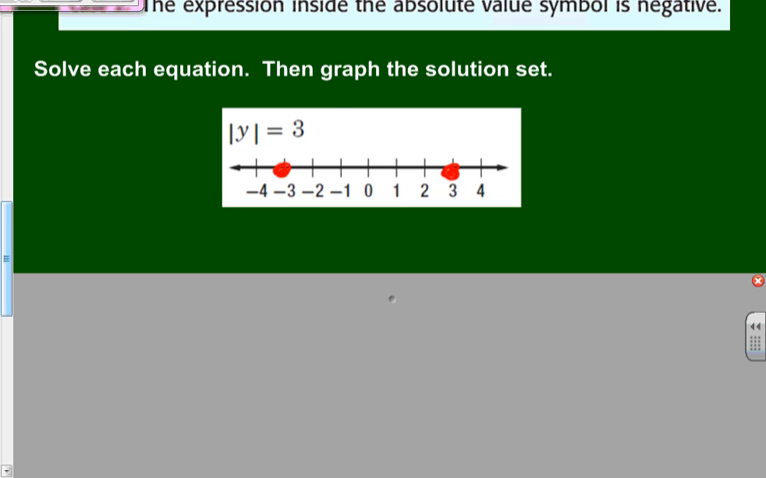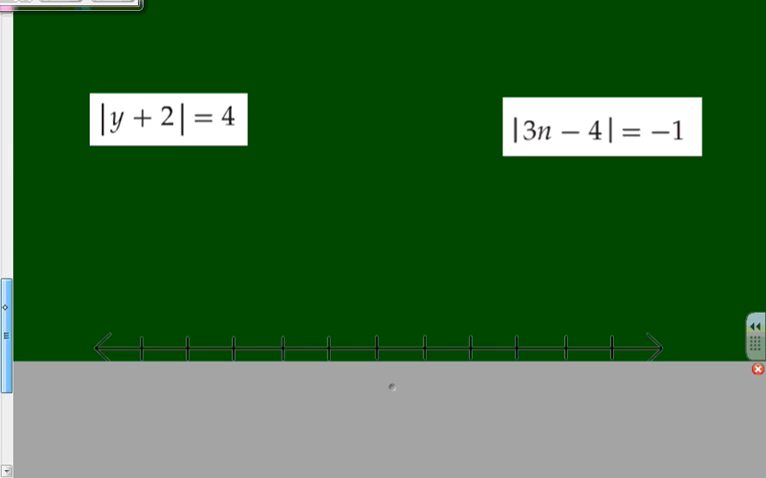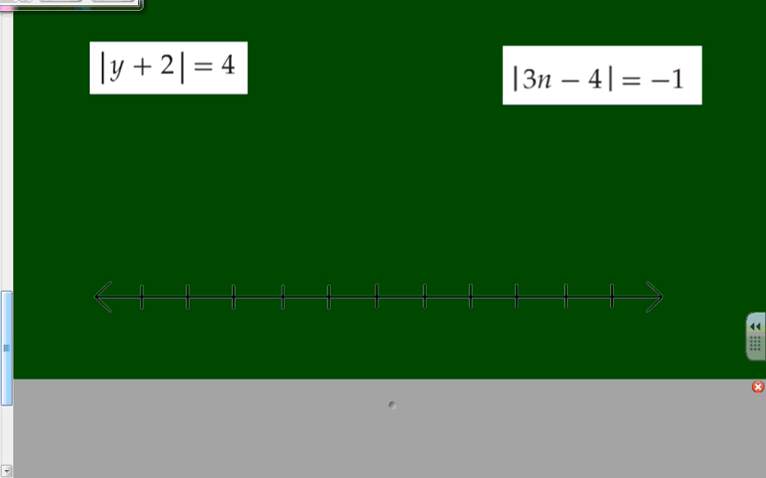And if you want, you could check that. What is the absolute value of negative 3? 3. What is the absolute value of 3? 3. So y could represent negative 3 or 3. So when you solve absolute value equations, you're going to have two answers. And we're going to look at a couple here to do.